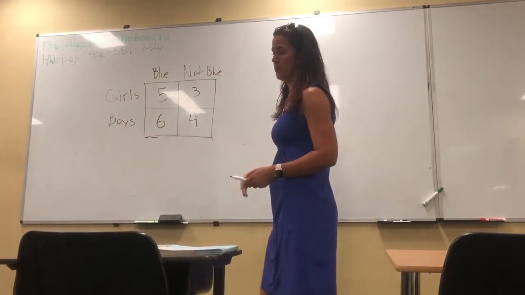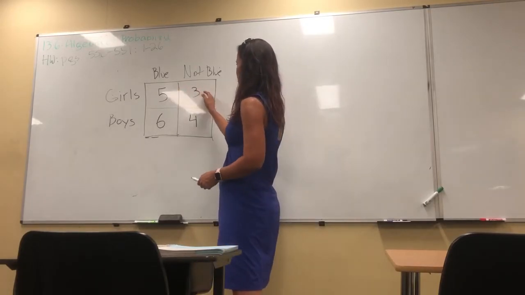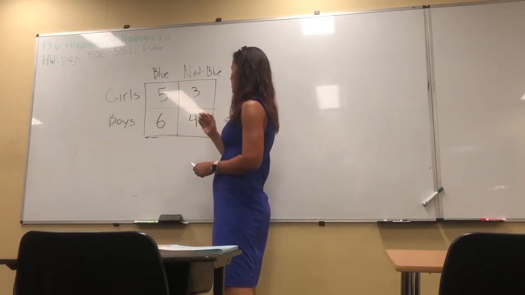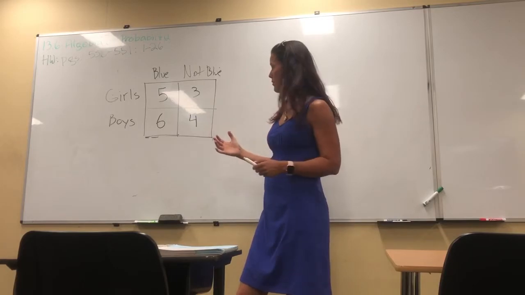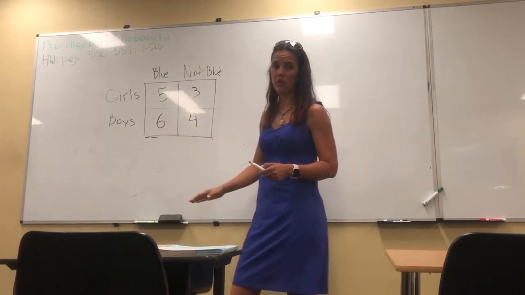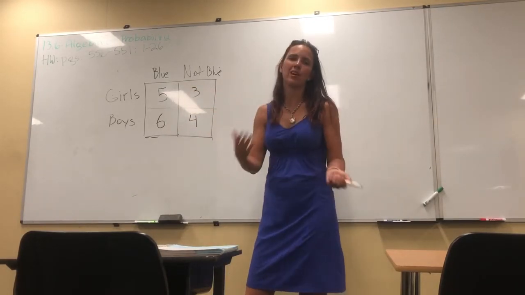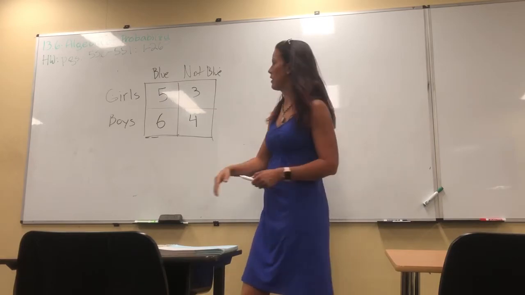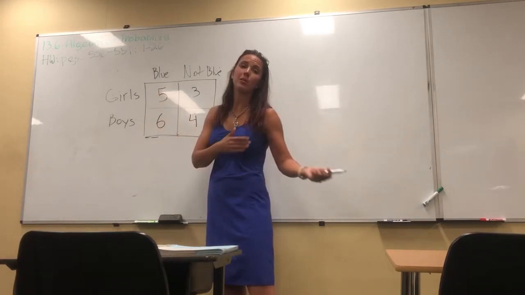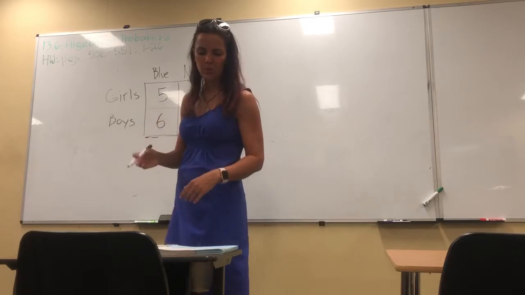Here we have all our possibilities. You can be a girl with blue eyes, a girl without blue eyes, a boy with blue eyes, a boy without blue eyes. All of these events are mutually exclusive, right? If you're a girl with blue eyes, you cannot be a girl with not blue eyes. If you are a girl with blue eyes, you cannot be a boy with blue eyes. So they're all mutually exclusive.